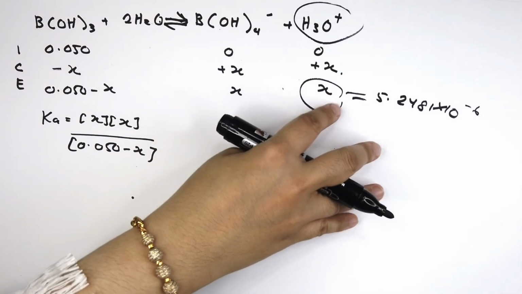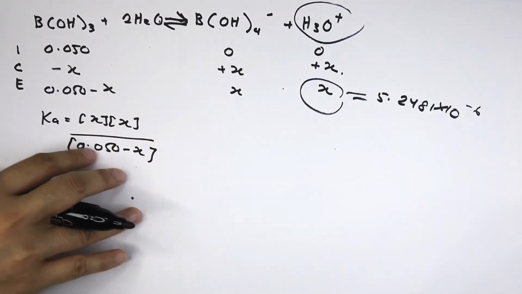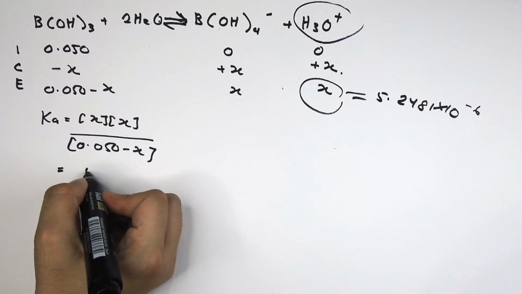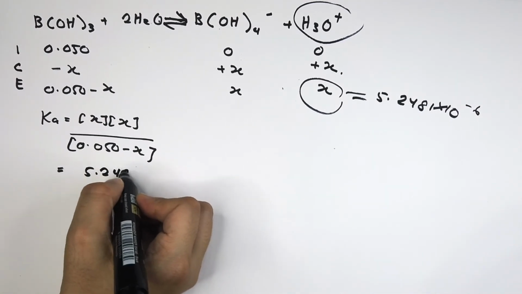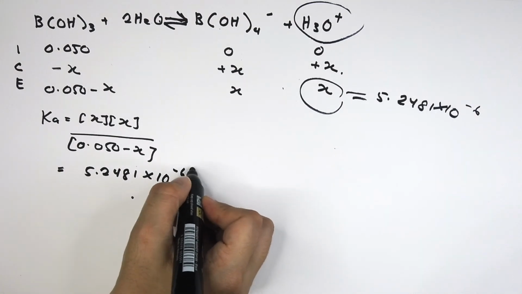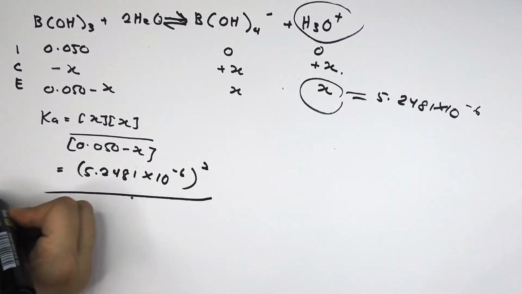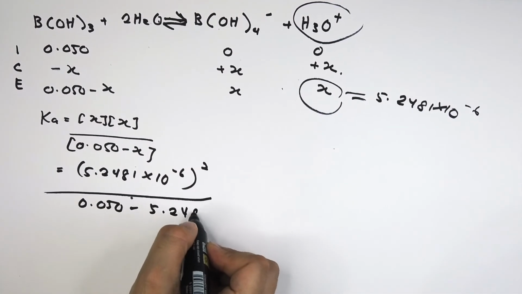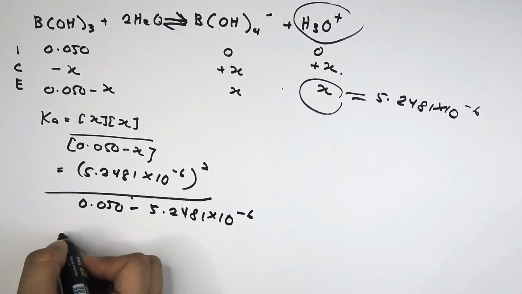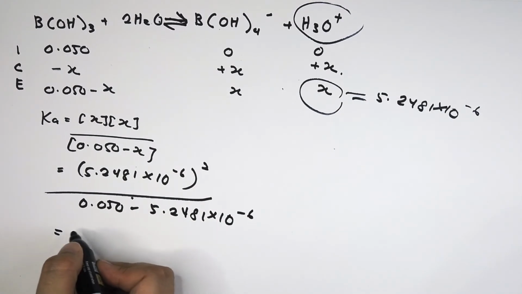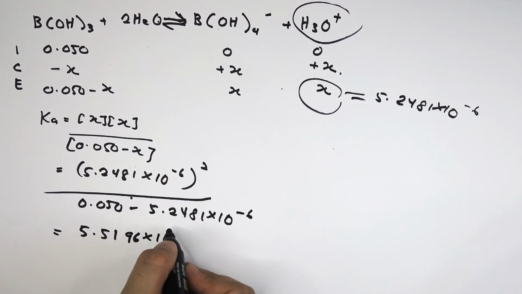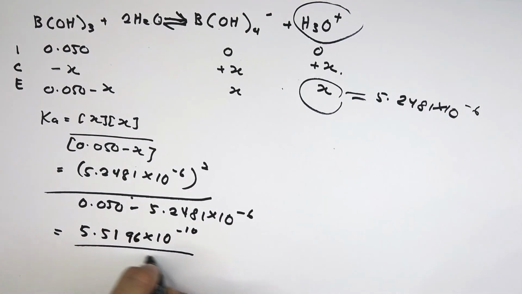Since you were given the value of X, you can just plug this value of X into all of the X's here. So here you can write 5.2481 times 10 to the power of negative 6, squared, divided by 0.050 minus 5.2481 times 10 to the power of negative 6. So you should get the value of Ka equivalent to 5.5196 times 10 to the power of negative 10. So this is the final answer for this question.